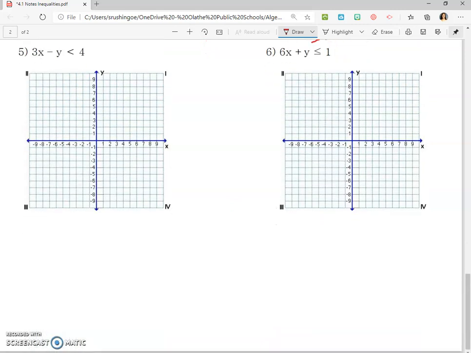So go ahead and try number 5. Be careful. Make sure you flip your sign on that one and then try graphing it. Pause and check when you're ready.